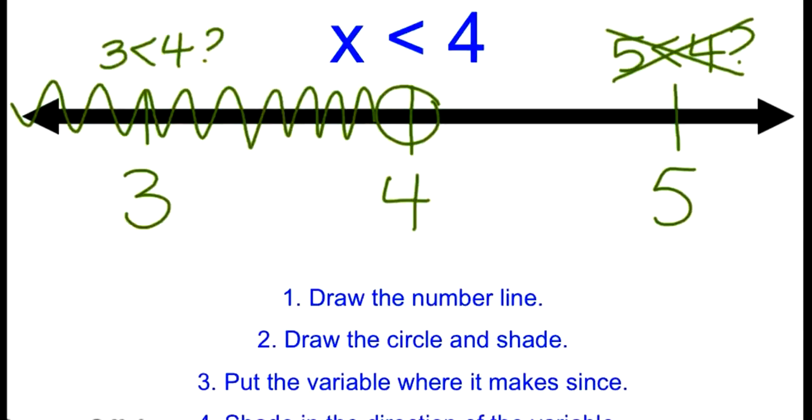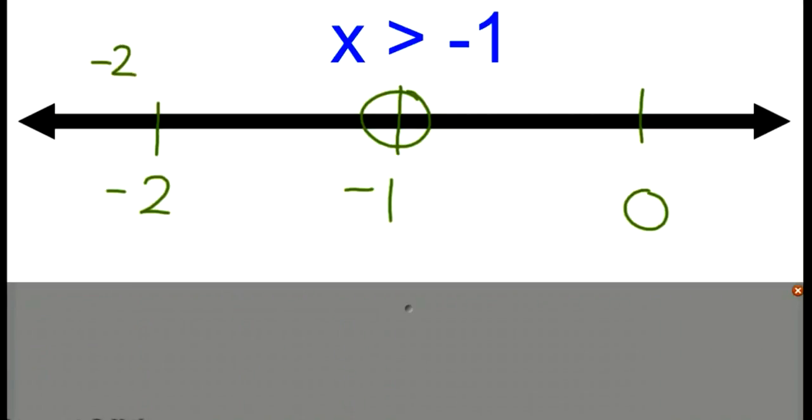Our second example is going to be x is greater than -1. So I'm placing my 3 lines on my number line. -1 is the number I see. 0 is 1 larger and -2 is 1 smaller. Again, I'm going to have an open circle because I have a greater than symbol. To figure out which way I'm going to shade, I need to insert -2. Is -2 greater than -1? Make sure you have a question mark because that's what we're questioning. Or is 0 greater than -1?